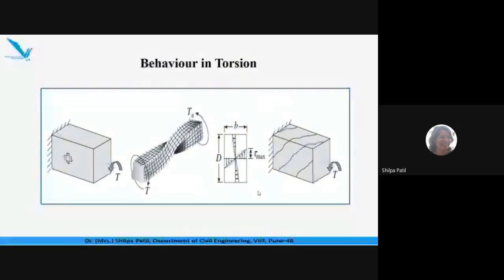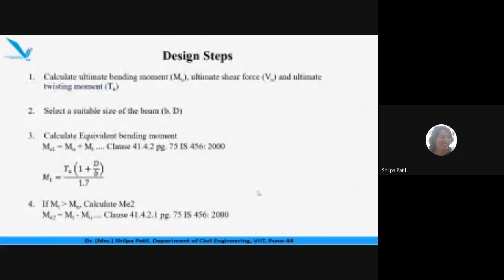And obviously for that combined effect of shear force, we have to design, or we have to provide the stirrups. Okay, is it clear? Once you note down or observe the design steps for design of a beam subjected to torsion, you will quickly understand how the design changes. So let us come to the design steps now.